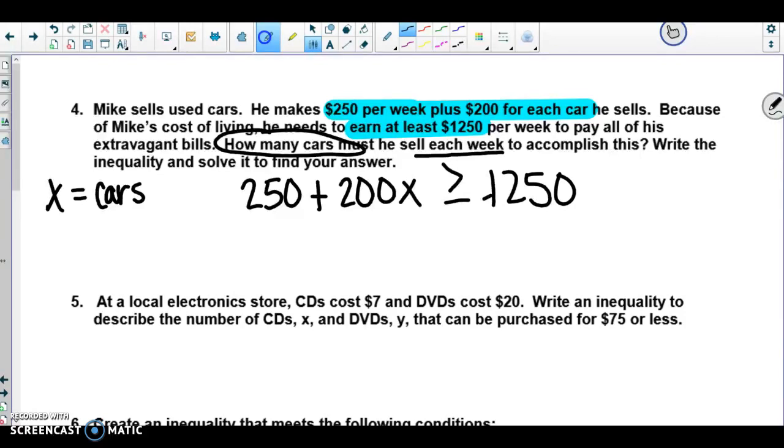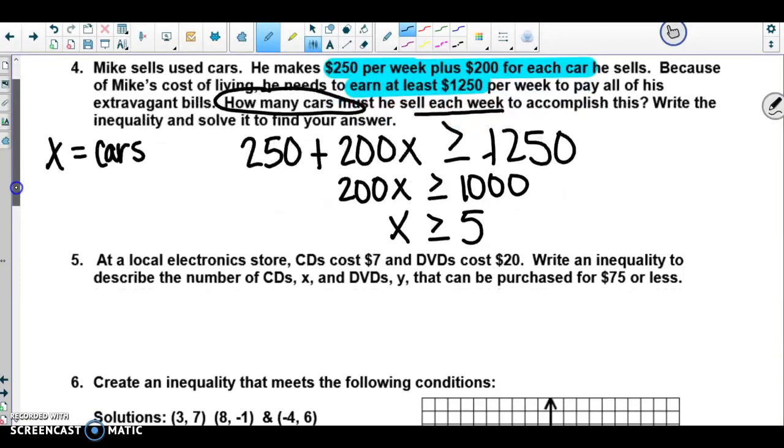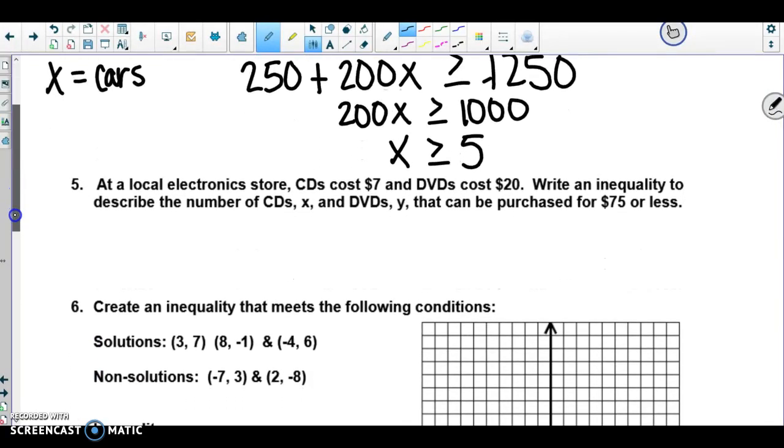So if we go to solve, I'd subtract 250 from both sides and have 200x is greater than or equal to 1,000. And then if I use my calculator and take 1,000 divided by 200, x has to be greater than or equal to 5. So he has to sell at least 5 cars in order to pay his bills.